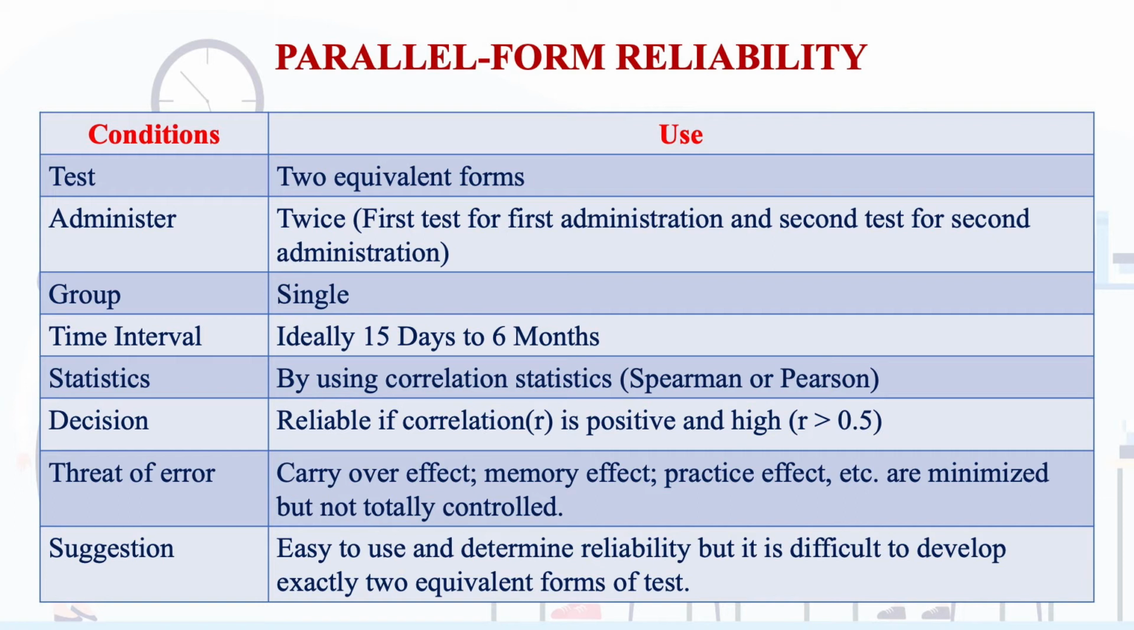And under suggestion, we can say that it is easy to use and determine reliability, but it is difficult to develop exactly two equivalent forms of items. So friends, the most important task is, it's very difficult to prepare two equivalent forms of test which are equivalent in all respects. Okay, and this is not so easy so far as difficulty value is concerned, so far as nature of content is concerned, so far as coverage of content is concerned. Everything will be the same, which is simply not possible.